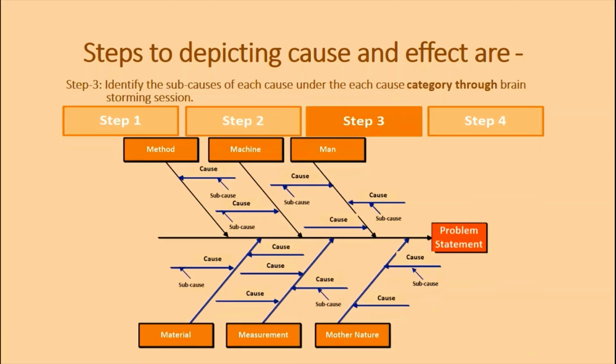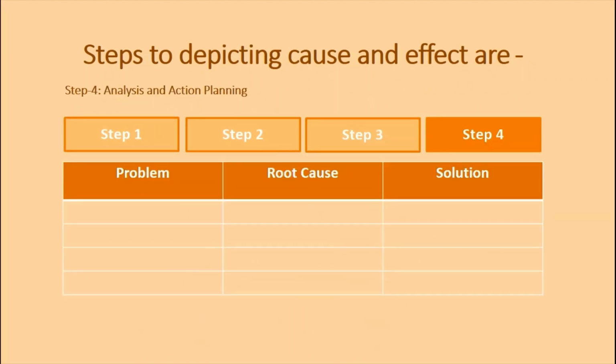And the third step would be to identify the sub causes of each cause of each category. So once you have identified categories, causes and sub causes, after that you have to prioritize your causes, and then you have to analyze, and you have to come up with an action plan.